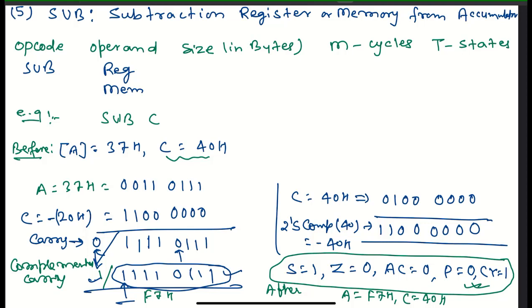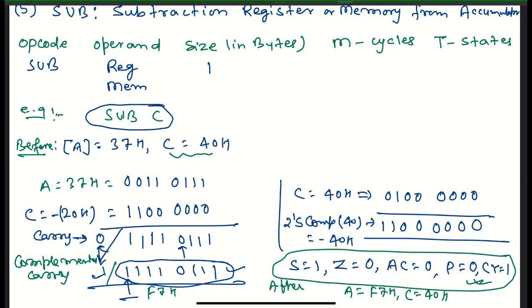Now we will talk about their size in bytes. As per the explanation given earlier, this instruction contains only English alphabet, so its size will be only 1 byte, and its machine cycle also will be 1 only, because all these operations are happening inside the processor, so it is accessing the opcode from the memory only once.